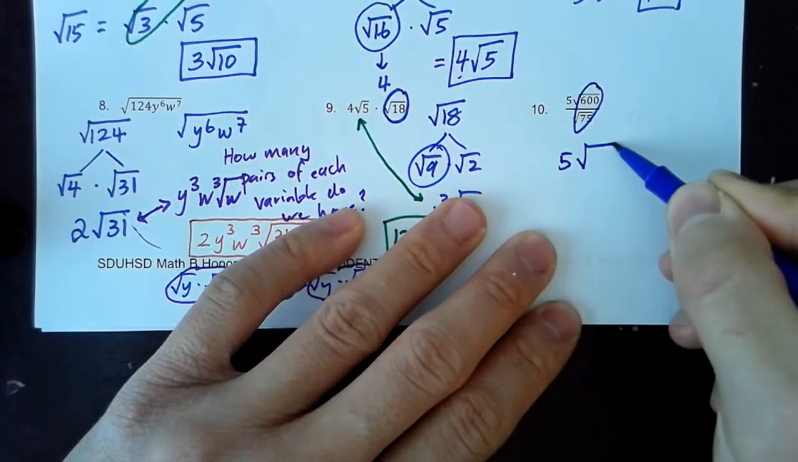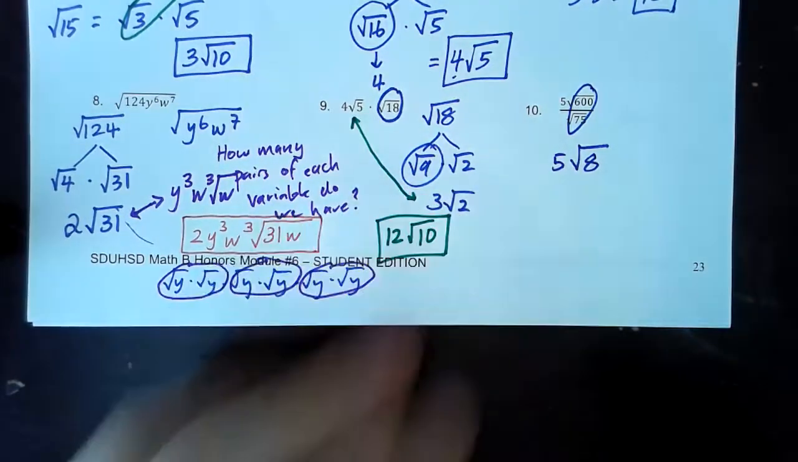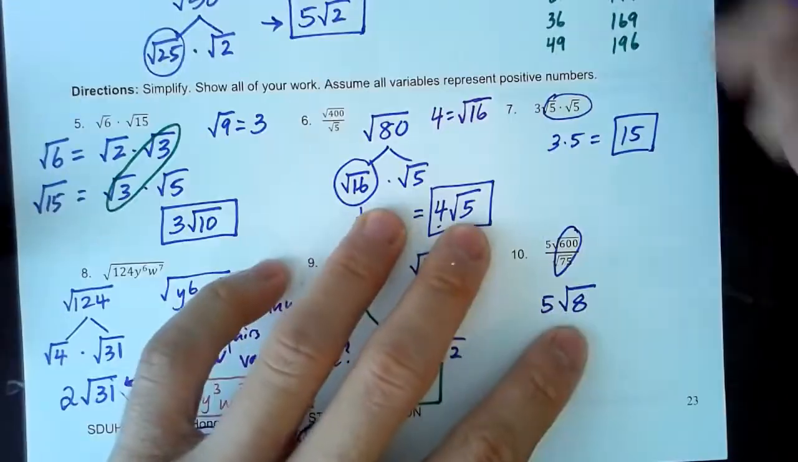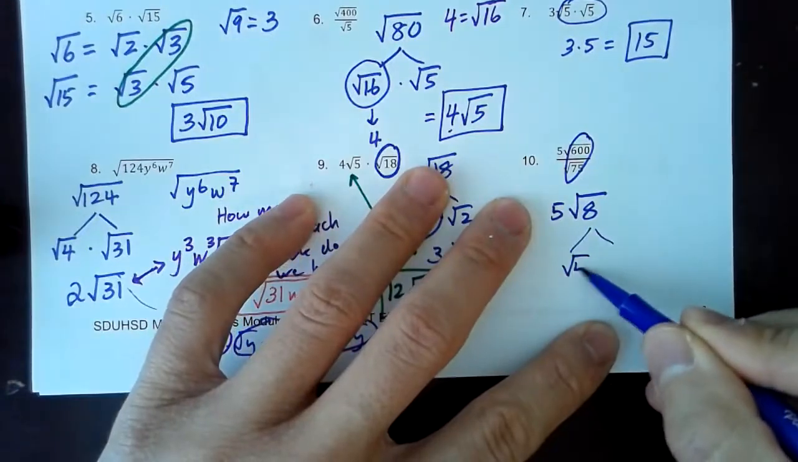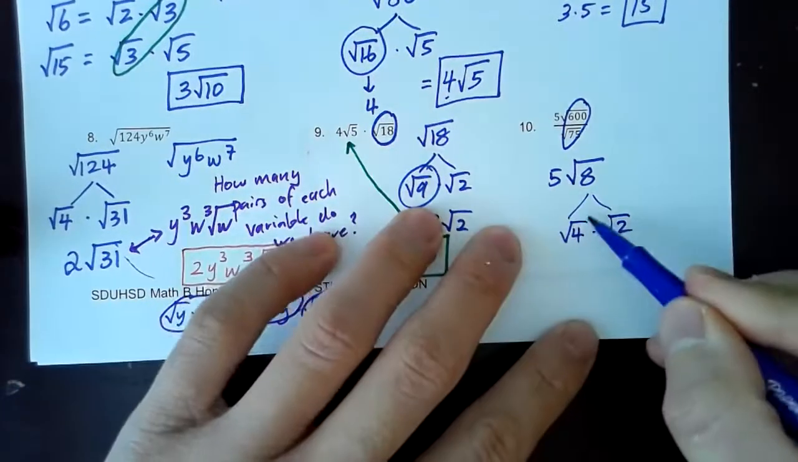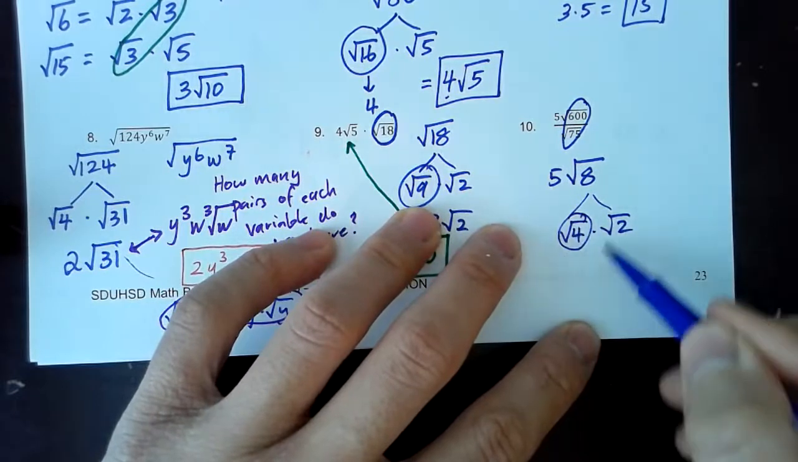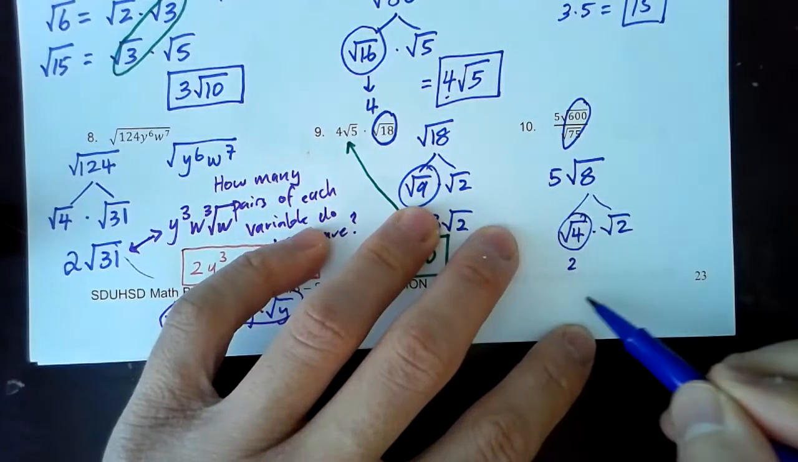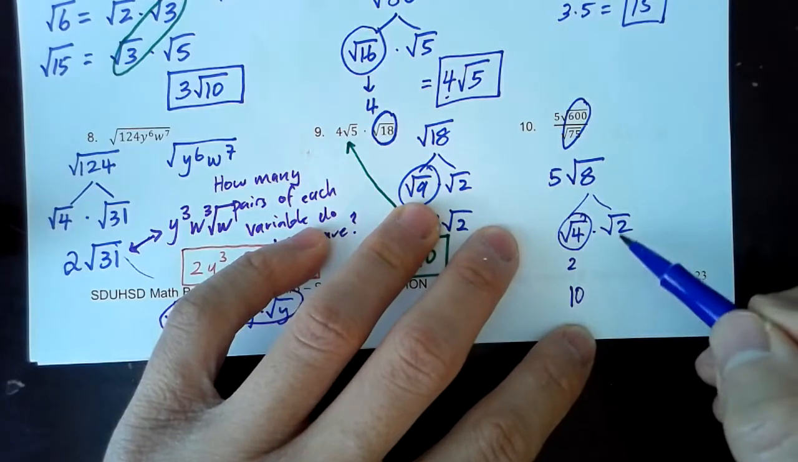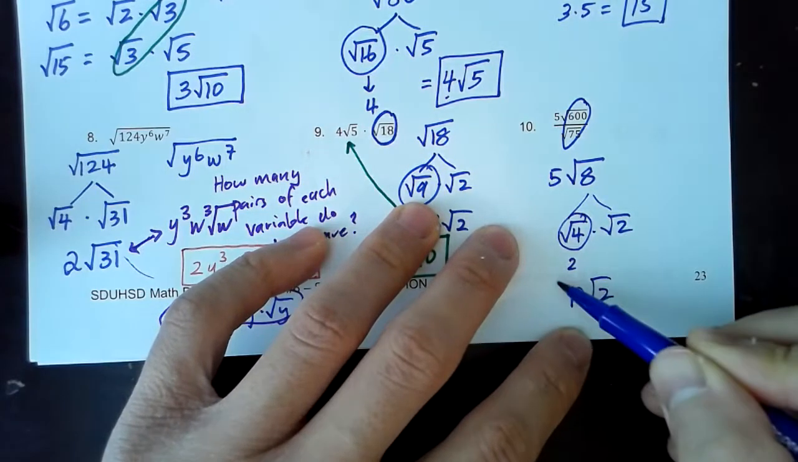So it's 5 square root of 8, but we realize that the square root of 8 is not simplified, and you can split the square root of 8 to the square root of 4 and the square root of 2. This becomes a whole number. That's exactly what we want to see. This is just 2. So then you get 5 times 2, which is 10, and 10 root 2 is your final.